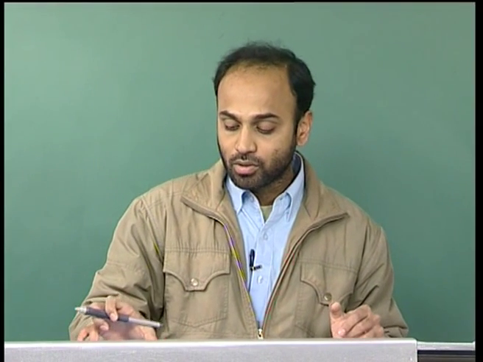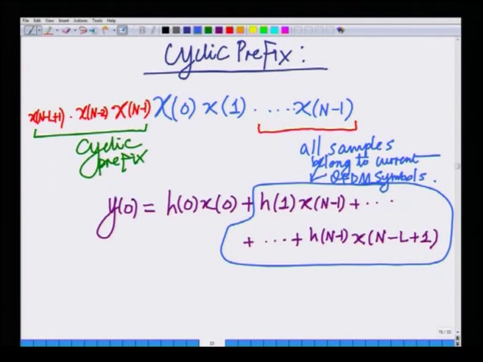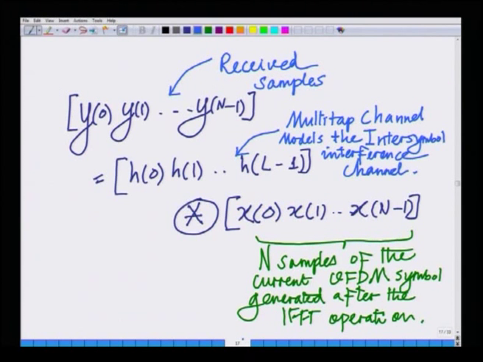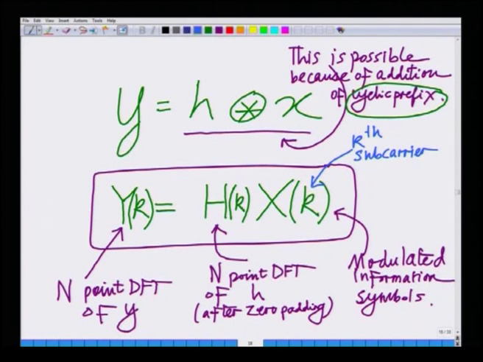As soon as I add that cyclic prefix, the inter-OFDM symbol interference is not from the previous OFDM symbol anymore, but from the current OFDM symbol itself. Hence, we showed last time that the convolution across the channel is actually converted to a circular convolution, and these are the N samples of the current OFDM symbol. As a result of the circular convolution, I have y, which is channel h, circularly convolved with x.